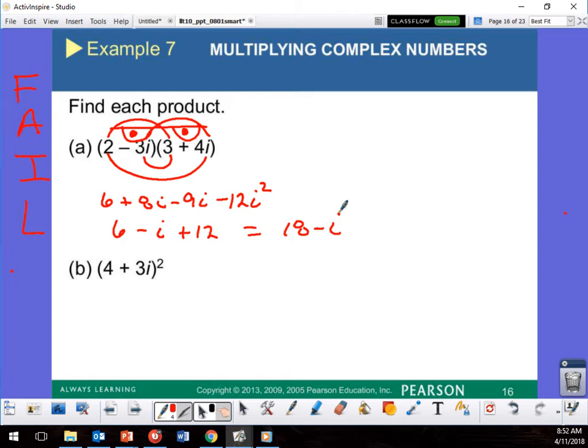Now I'm going to come around and check your stuff for this next one. What does this 2 right here mean? Square. That means there's 2 of them, right? So when you see this, you're going to go 4 plus 3i times 4 plus 3i right here. I'm going to come around and check your stuff.